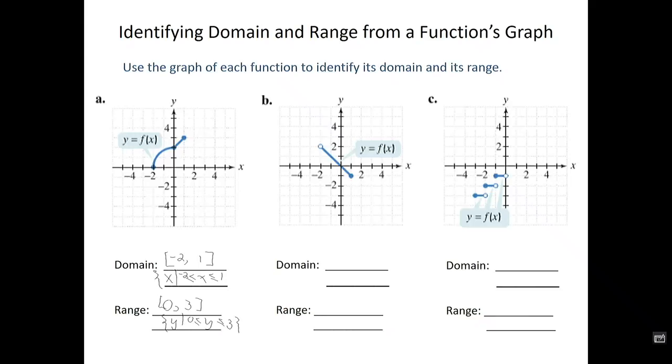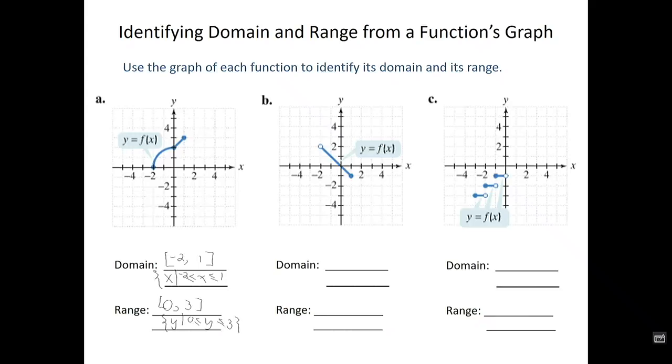Along the x-axis, it starts at -2. X is -2, and notice it's unshaded, so the -2 is not included. So this is going to be -2 and over to 1. 1 is included, it's shaded. So the domain covers the set of all x values between -2 and 1. But notice that the circle is shaded, so the 1 is included.